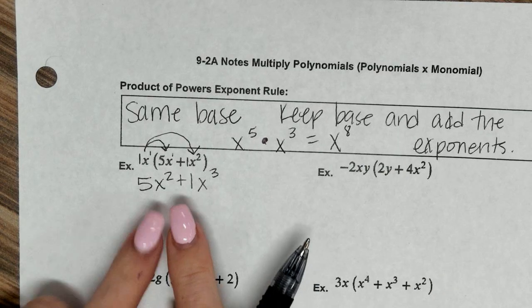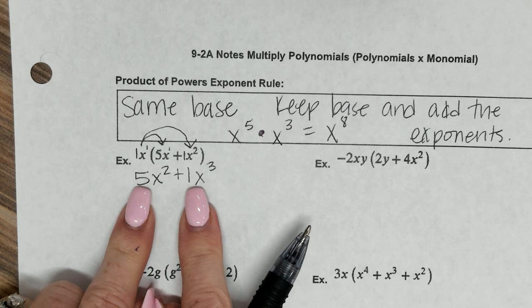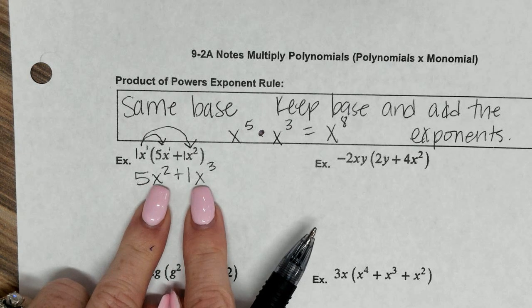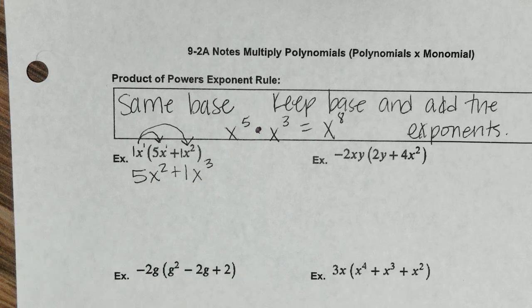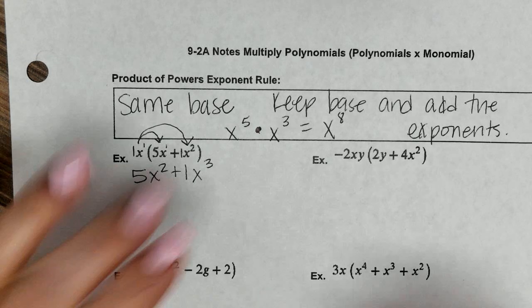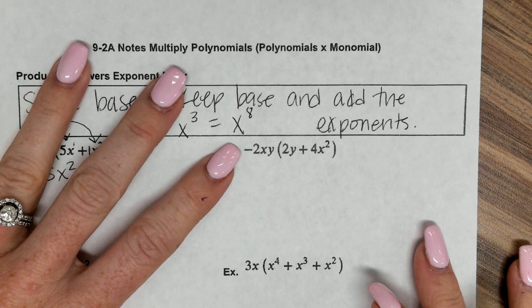Can I combine these? No, because their variables are the same, but their exponents are not. That is the simplest form. Now, you could write it from greatest to least, but I'm not going to ask you to today. You can just leave it in the order you wrote it. Okay? All right, let's try this one.